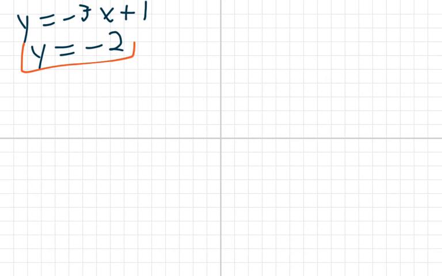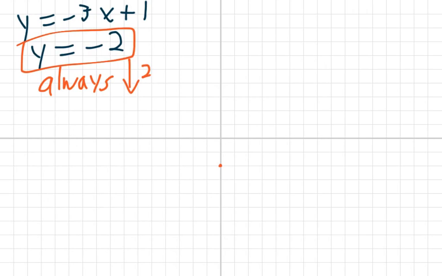All right, let's try another one. If we had y equals -3x plus 1 and y equals -2, and we wanted to see where those crossed, then I'm going to graph the y equals -2 first. So that means y is always -2. So it's always down 2 from the origin. So I just go down 2.